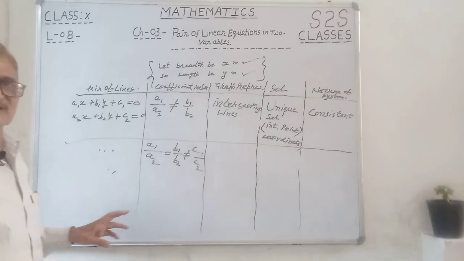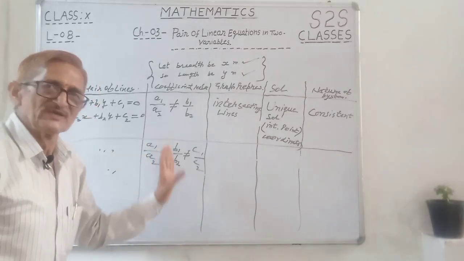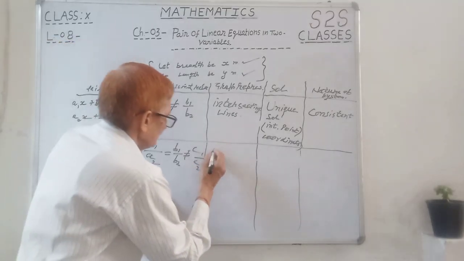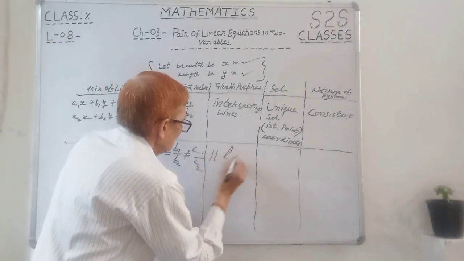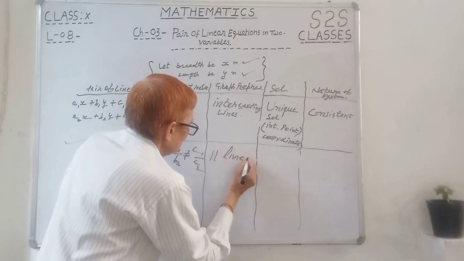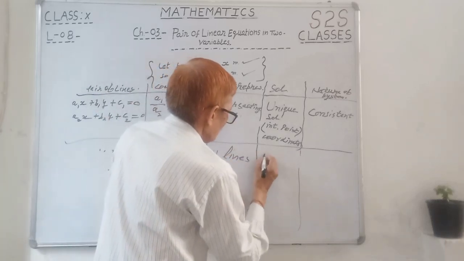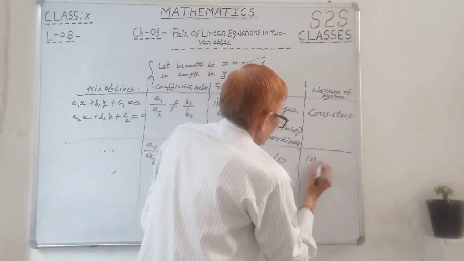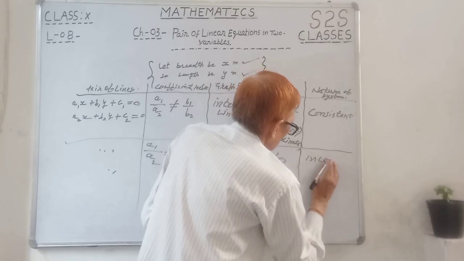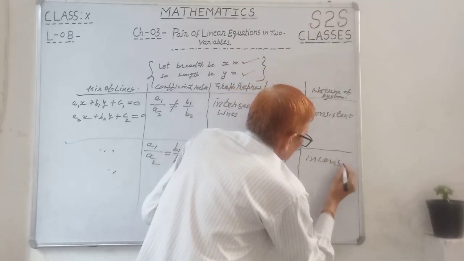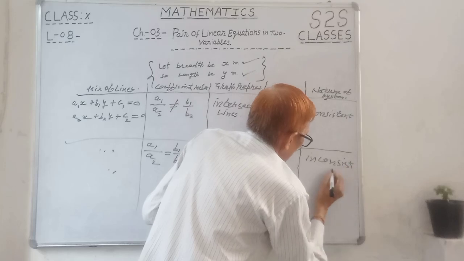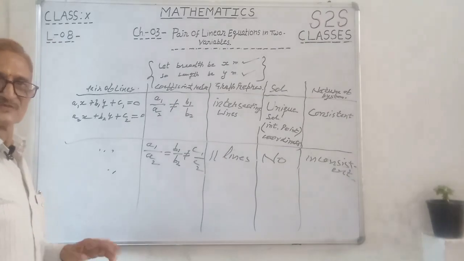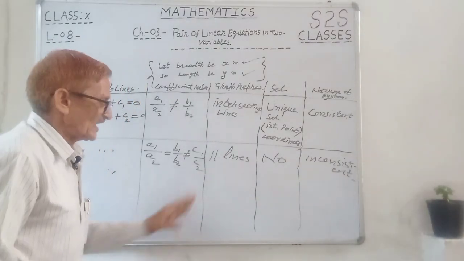c1 upon c2 is not equal to these. If the first two ratios a1 upon a2 and b1 upon b2 are equal and c1 upon c2 is not equal, then the graph is parallel lines. Solution: no solution. Name: inconsistent. There will be no solution for that situation when parallel lines come.